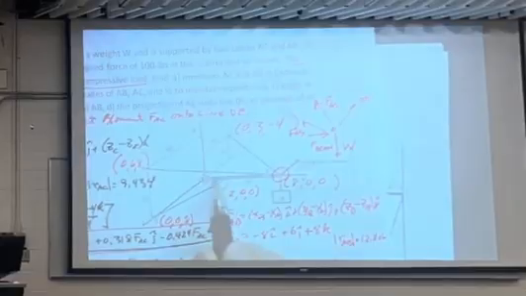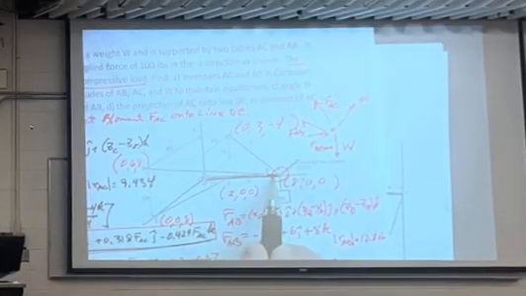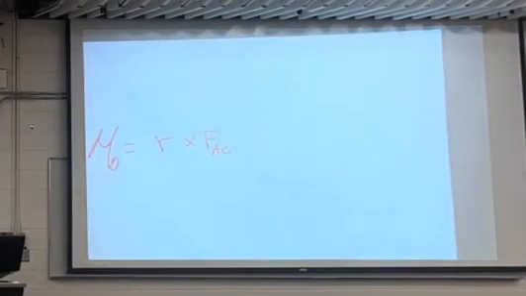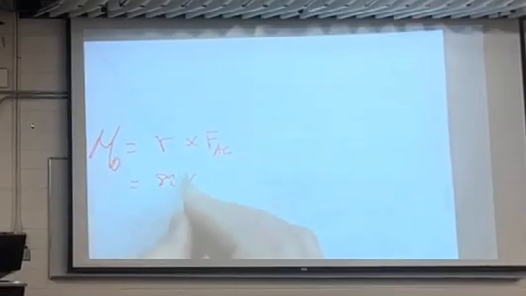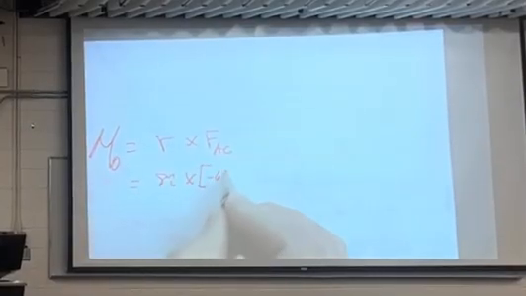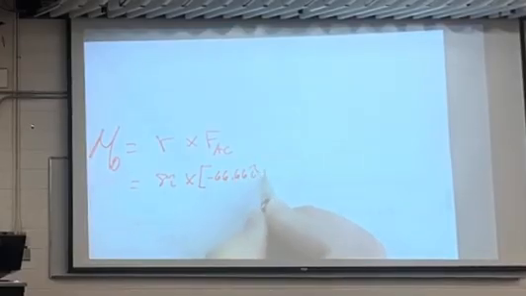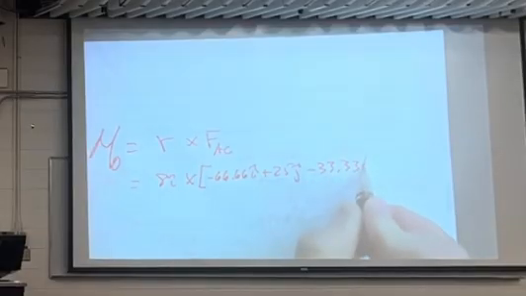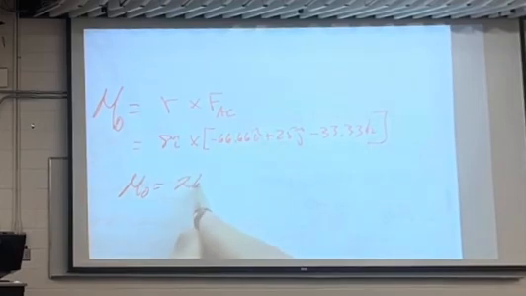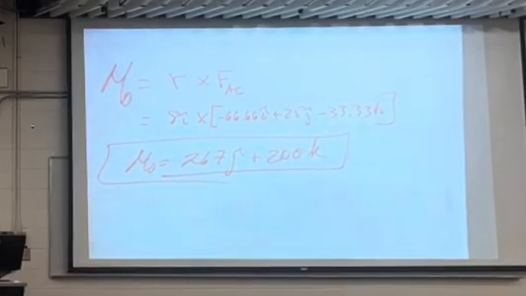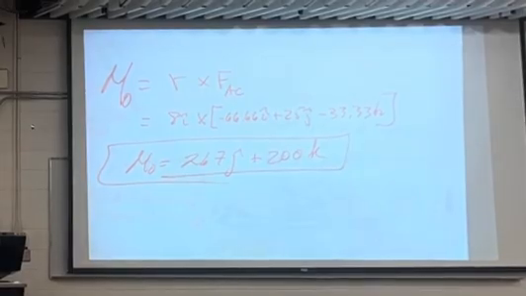The easiest R you could take is O to A, which is 8I. So all I do is say 8I crossed with F_AC, which is minus 66.66I plus 25J minus 33.33K. Do this and you will find 267J plus 200K, and I round it. That would be the answers to this question.